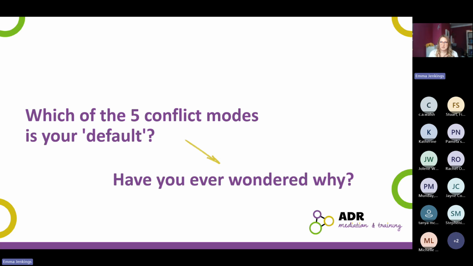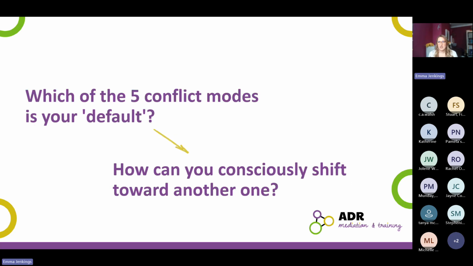And it's helpful for us to perhaps question that in ourselves, what's happening here, but also wonder about that and be curious about that for others. And then determine whether the conflict mode that we default to is actually the one that's going to be the most beneficial, the most appropriate in the scenarios that we're in. And if not, how can you consciously shift towards another one?